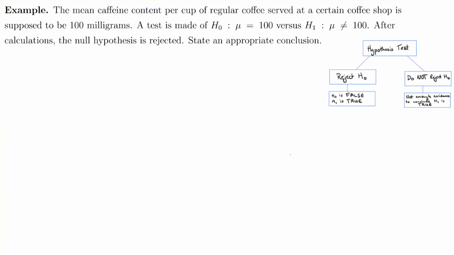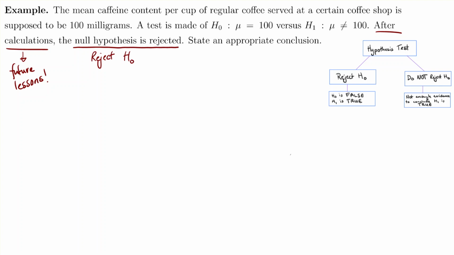So in our next example, we have the mean caffeine content per cup of regular coffee served at a certain shop is supposed to be 100 milligrams. A test is made that our null hypothesis H0 is that mu is equal to 100 versus the alternate hypothesis H1 that mu actually is different than 100. It's not 100. After calculations, and again, what are these calculations? That will be a subject of our future lessons, but let's say the calculations are done and it turns out the null hypothesis is rejected. So we reject H0.